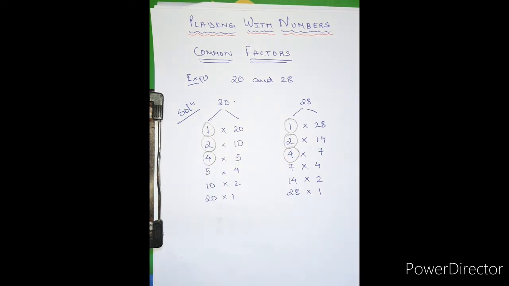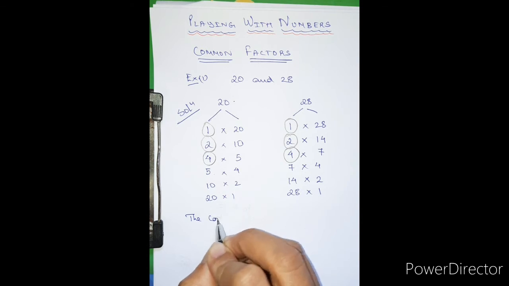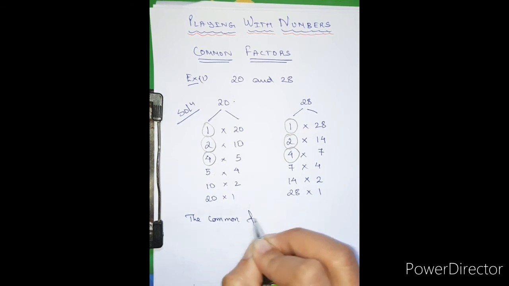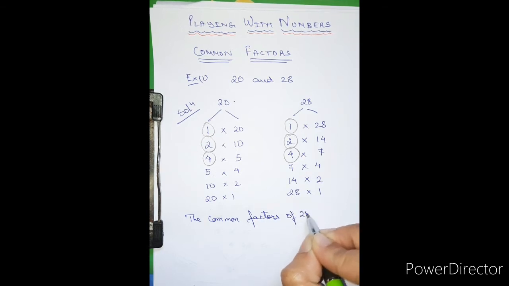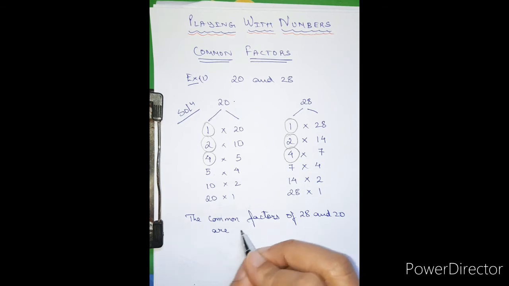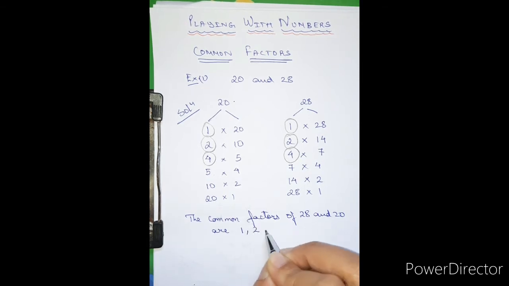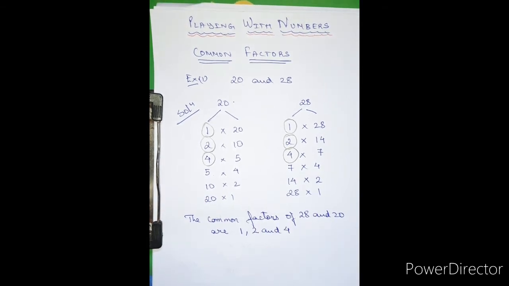So which are the common ones? The common factors. We have to write down the common factors of 28 and 20 are 1, 2 and 4. That's it. Now let's look at common multiples.